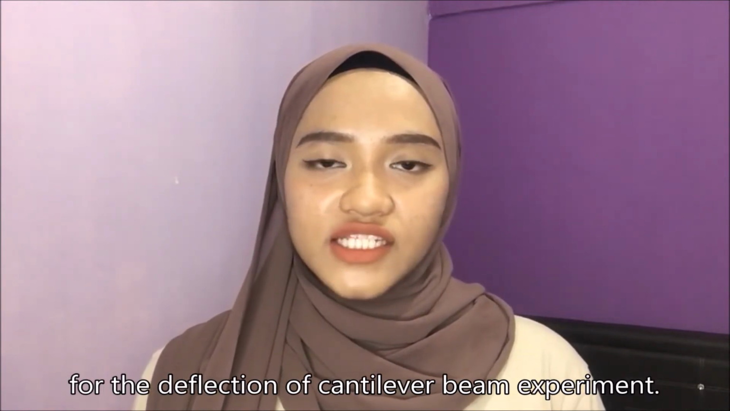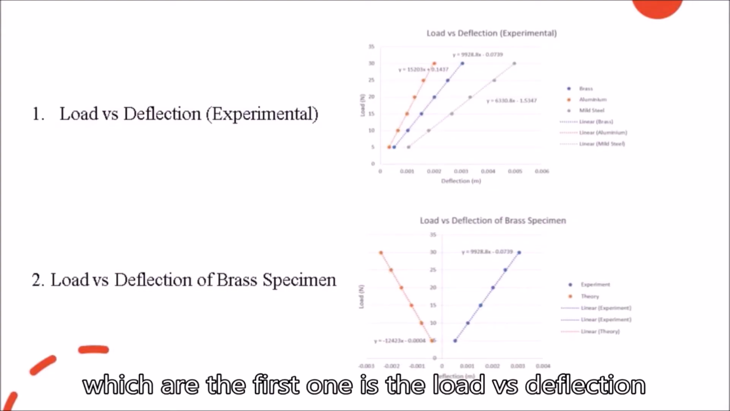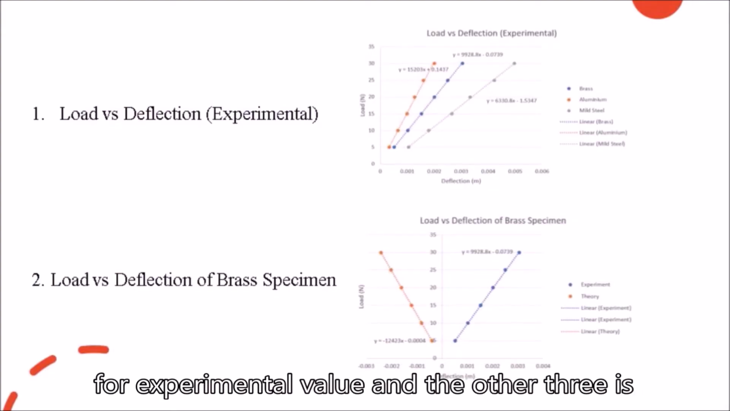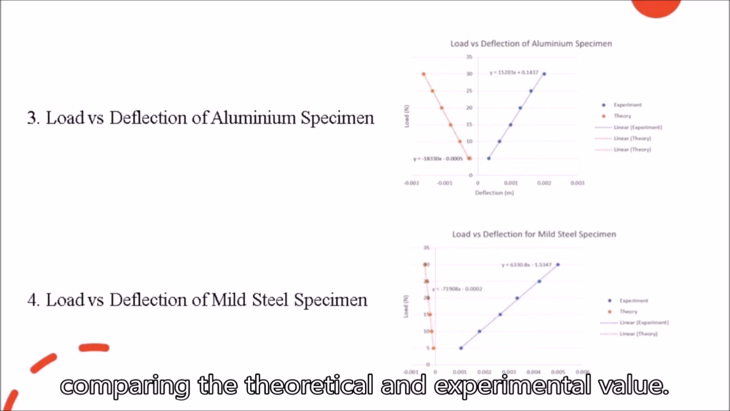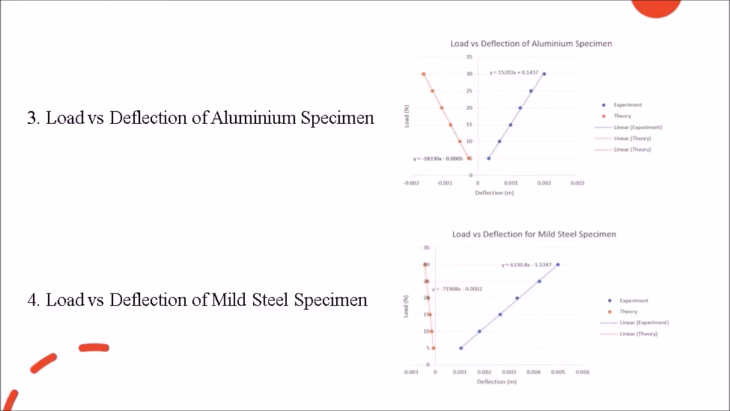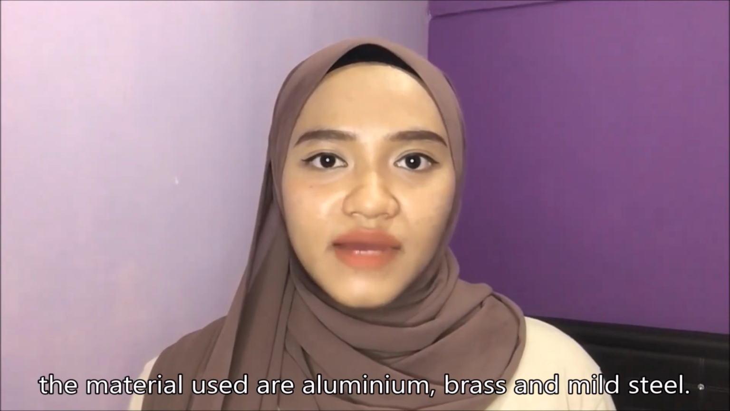I'll be presenting the discussion for the deflection of cantilever beam experiments. As for the discussion, we can see there are 4 graphs here. The first one is the load versus deflection for experimental value, and the other 3 are the load versus deflection for each specimen comparing the theoretical and experimental value. From the first graph, we can see that the materials used are aluminium, brass and mild steel.